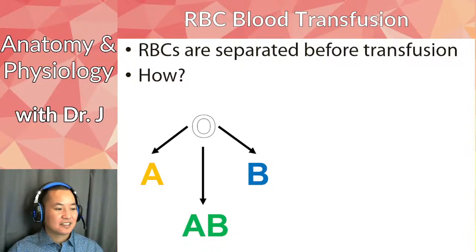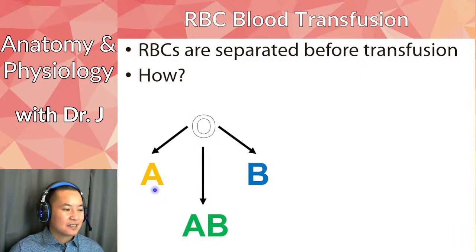A person with O red blood cells has a lack of A and a lack of B antigens, so you can easily transfuse these red blood cells to other blood types. Because again, people with type A, type B, and AB blood are not going to have anti-O antibodies. And because these cells don't have A or B antigens, the anti-B and anti-A antibodies are not going to attack these O red blood cells.